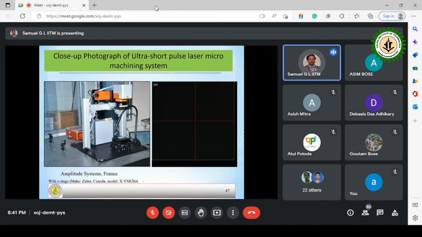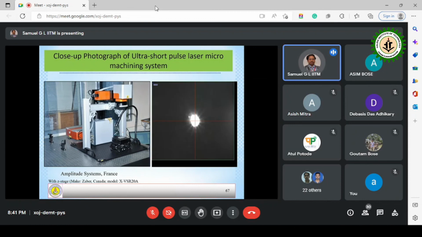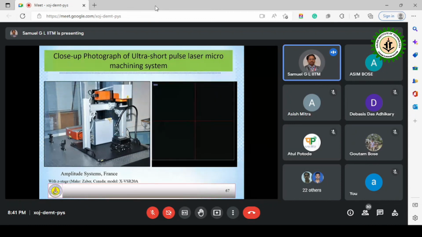Our equipment has an inline camera. So when we are machining, we can even record how the machining is taking place. Here we have given slower pulses so that we can see the pulses. The gap between the pulses is large.